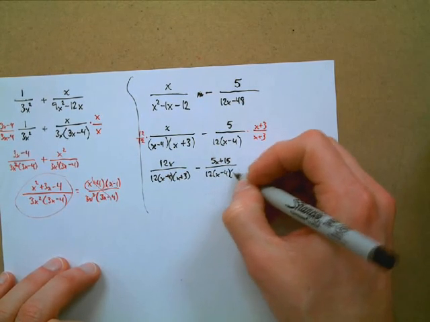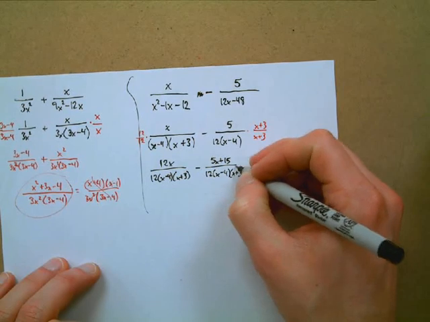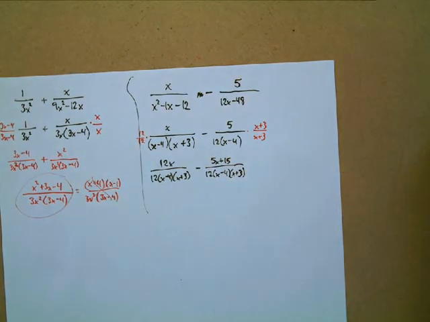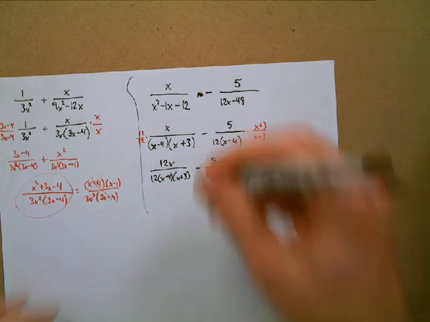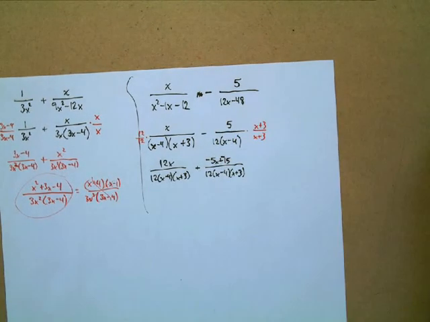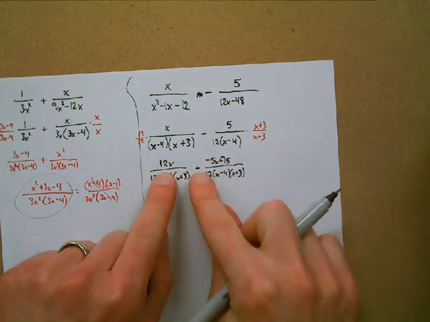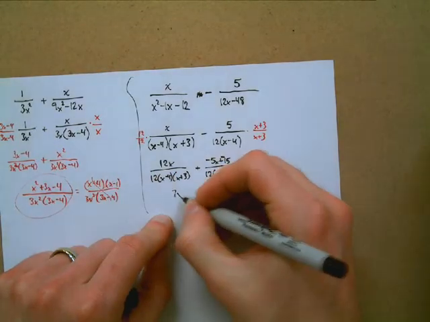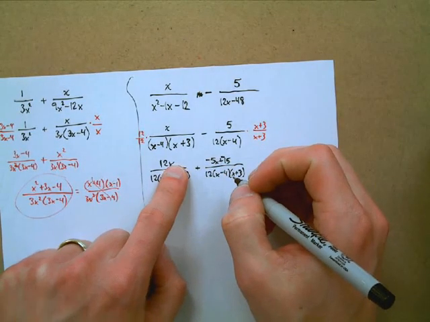Again, I don't like subtracting these fractions. Yuck. Make it plus, and then just make these opposites. Minus 5x, minus 15. Okay, same change. But make sure you distribute the minus sign to all the terms in the numerator there. And now you can combine. 12 plus negative 5, 7. And then there's no other number plus negative 15, so it's just plus negative 15 there. Over 12 times x minus 4 times x plus 3. Okay, there it is.